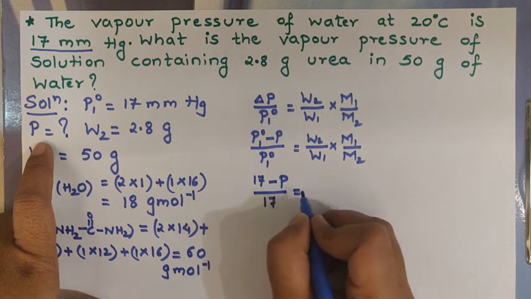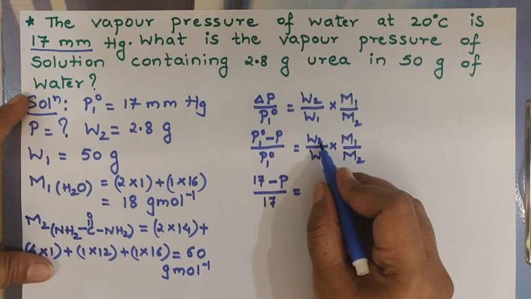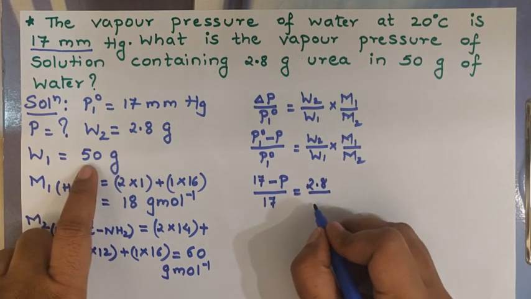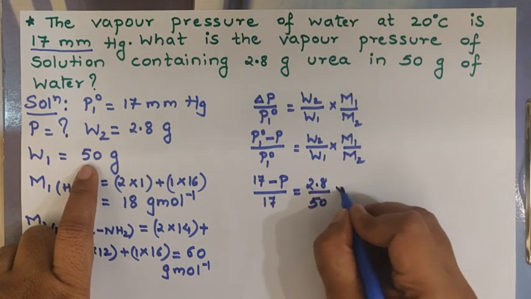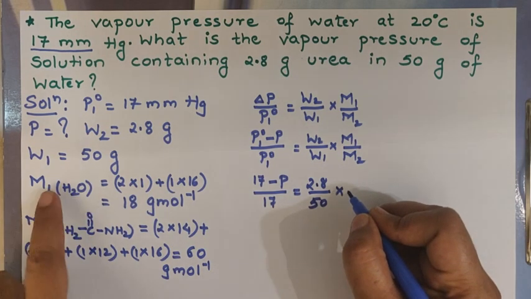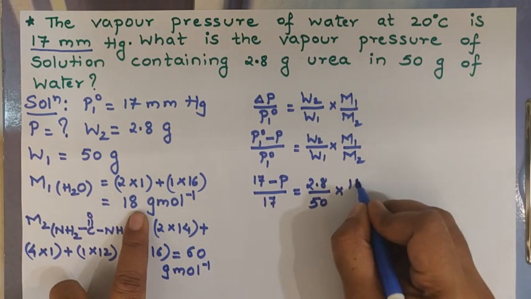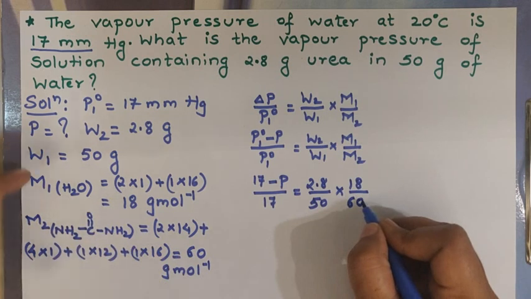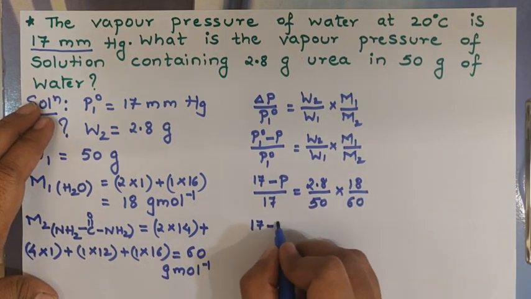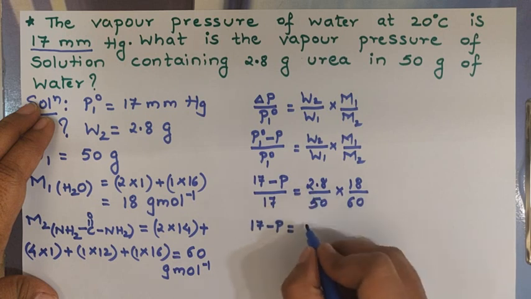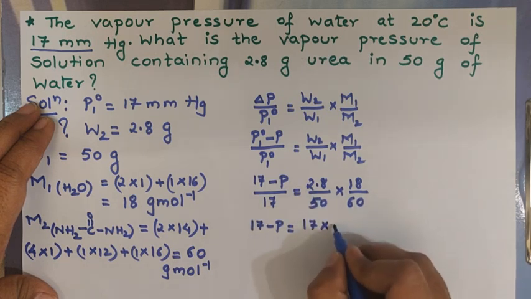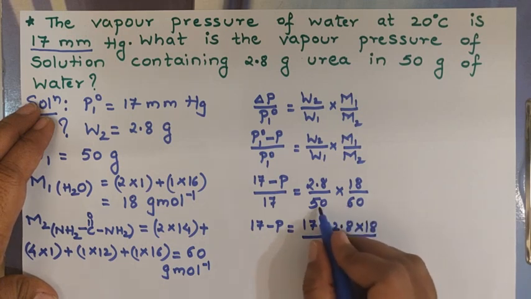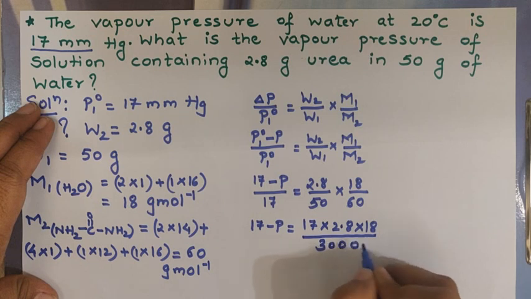Divided by the vapor pressure of the pure solvent is equal to mass of the solute, which is given as 2.8, divided by mass of the solvent, which is given as 50, multiplied by M1, that's the molar mass of the solvent, that's 18 here, and M2, that's molar mass of the solute, that we have found out, 60. So 17 minus P is equal to, we take the 17 on the other side, so 17 into 2.8 multiplied by 18 divided by 6 5s are 30, so I write over here 3000.